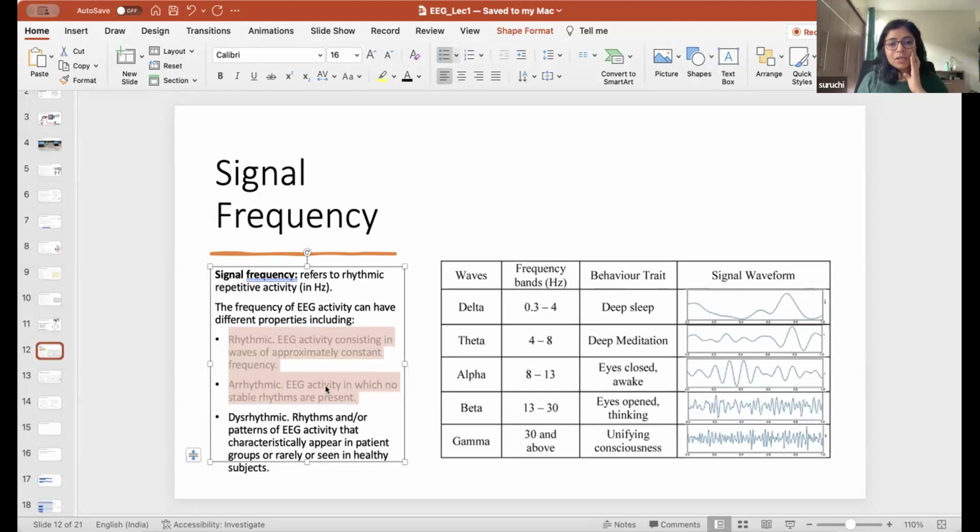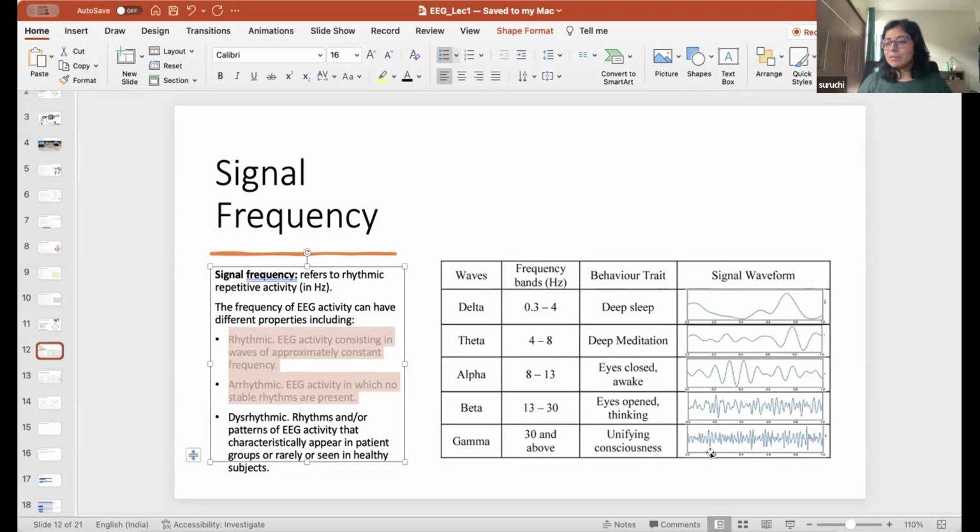So the idea is the brain might be slowing down, or in some cases you see more awakening also, right? Maybe if they're having some kind of kundalini experience, they will get more aroused. So this gamma is also pretty rare. 30 and above is very rare.